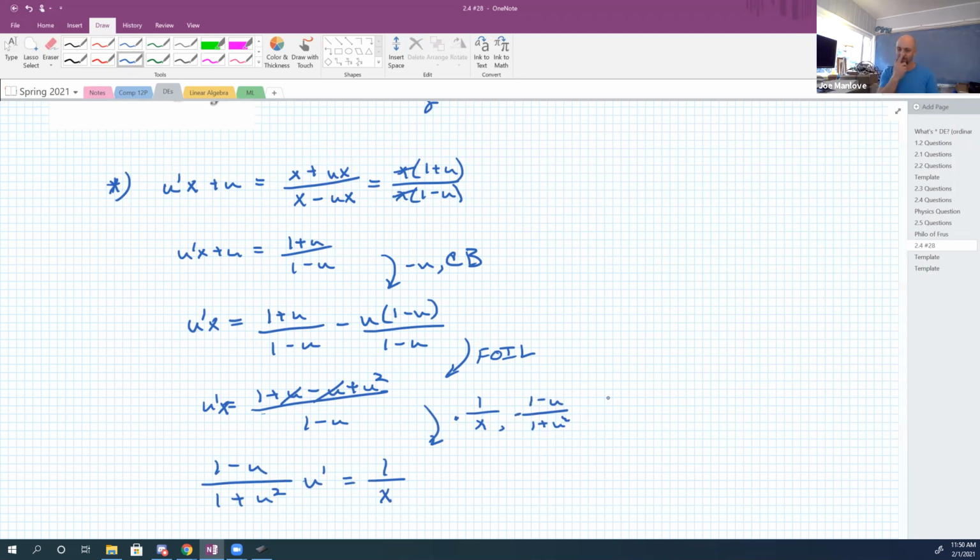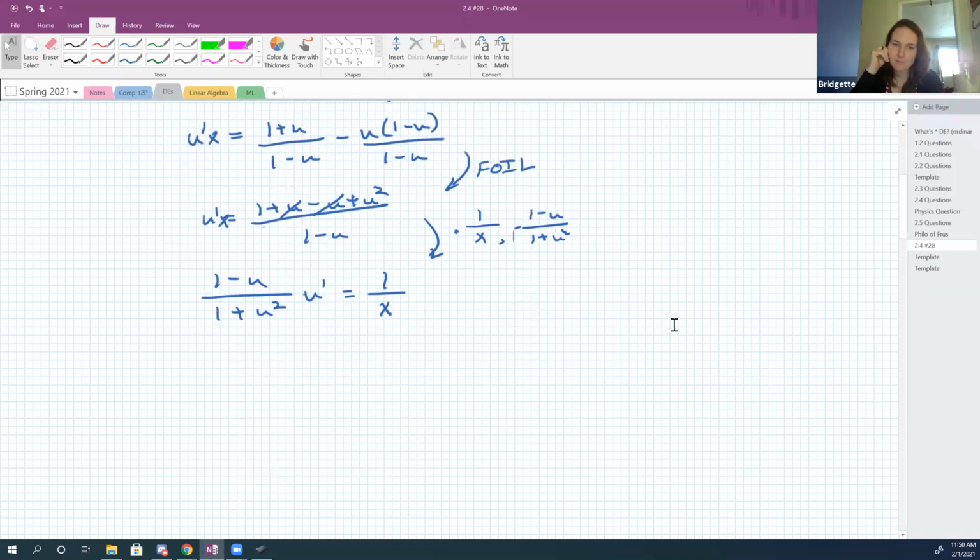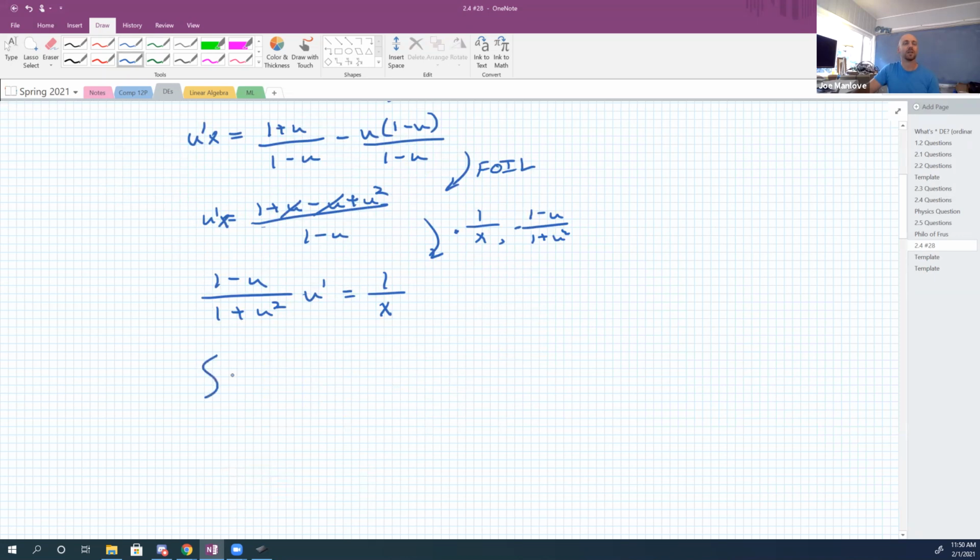Okay, now on to integrals. Yep, slap some squiggles on there, get your dx to the other side. So you should be integrating 1 minus u over 1 plus u squared du. And on the other side, we might just notice that's natural log of the absolute value of x plus a constant.